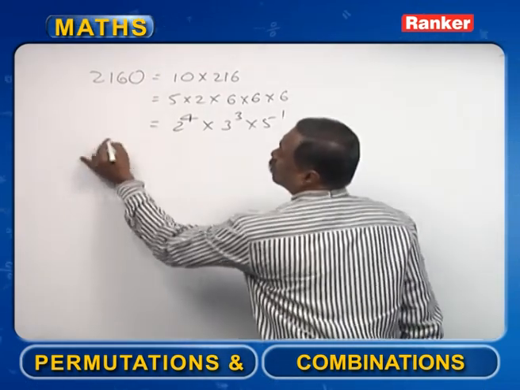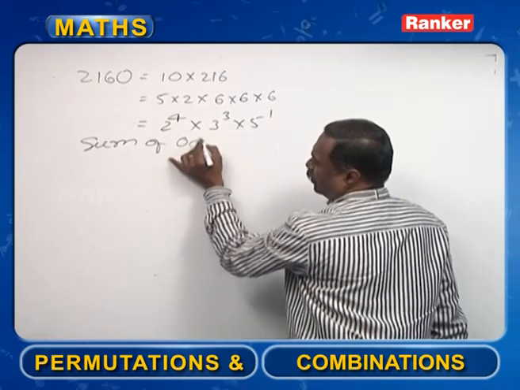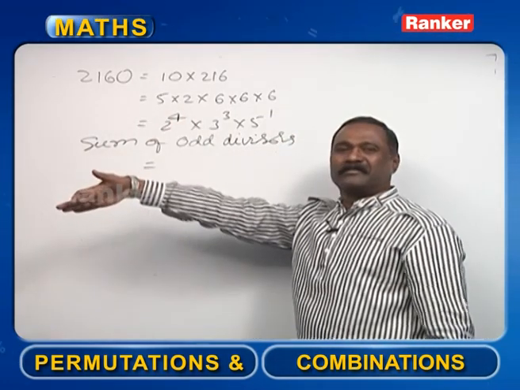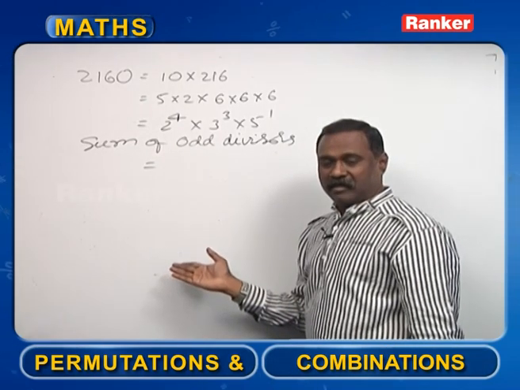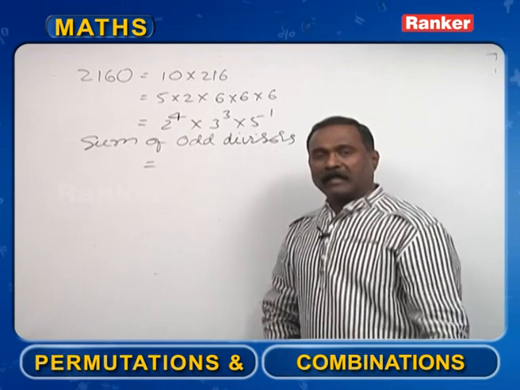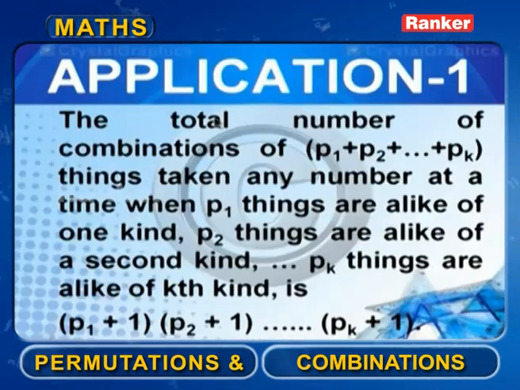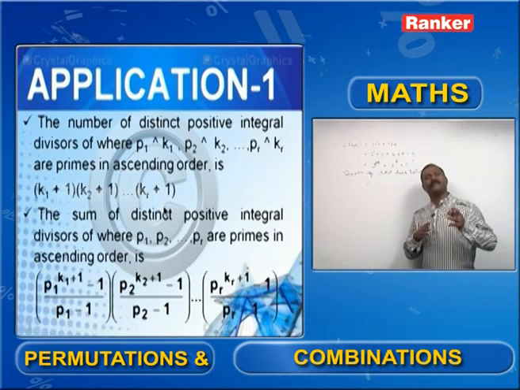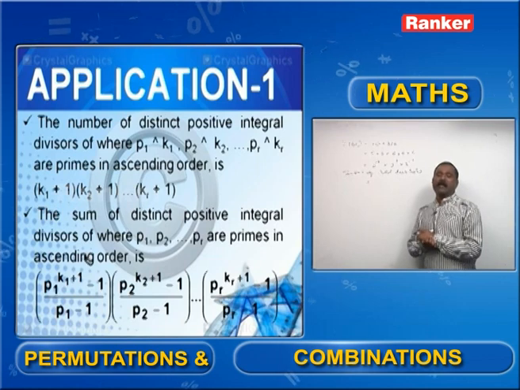What we need is the sum of odd divisors. Avoid the 2 power 4 and apply the formula that I have just given you. If you want to see the formula again, please go back. Let us see the first one: the number of distinct positive integral divisors of p1 power k1, p2 power k2 and so on, pr power kr, where the p's are primes in ascending order, is k1 plus 1 into k2 plus 1 into so on into kr plus 1. But I have taken them as 2, 3, 5, 7 like that. Here the primes are named as p1, p2, p3.